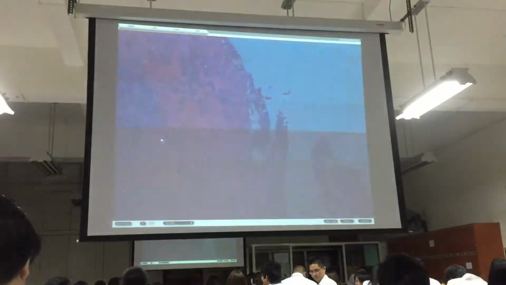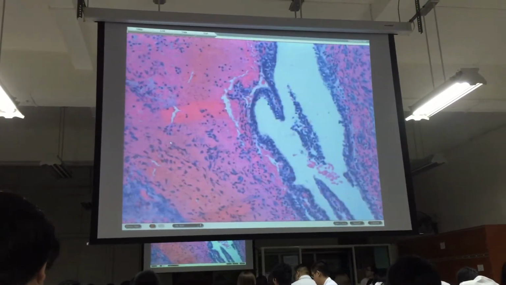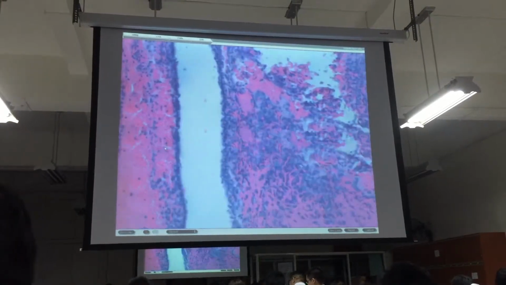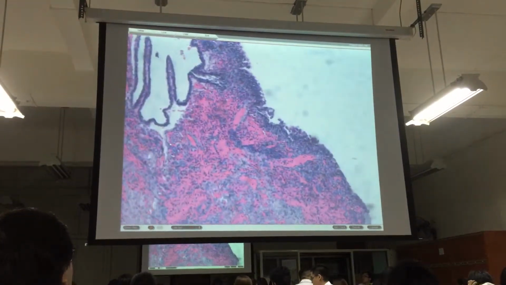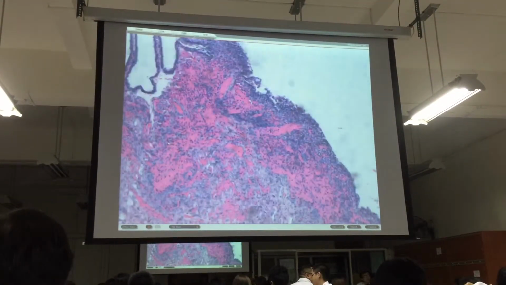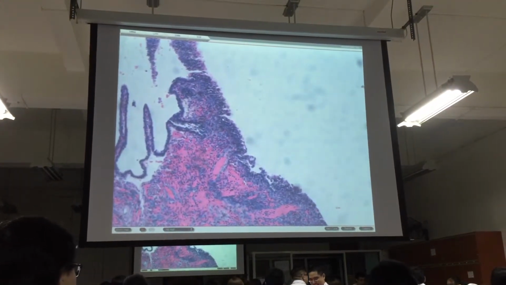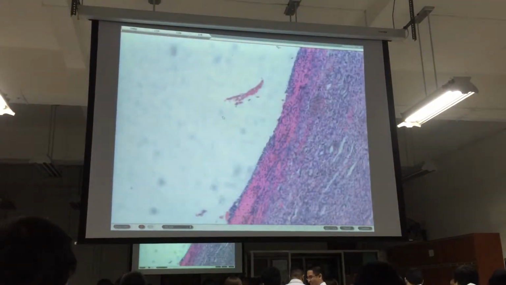Here, it's called columnar. This is endometrial epithelium. Okay. And of course, you also see endometrial stroma, okay, underneath the epithelium here. Yeah. Let us see if there are some hemosiderophages.